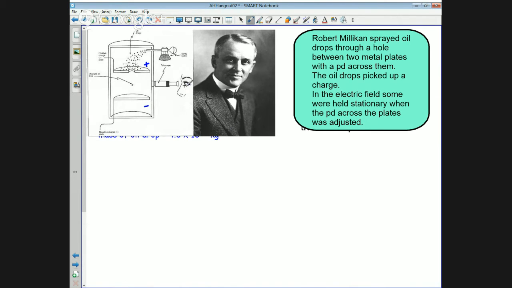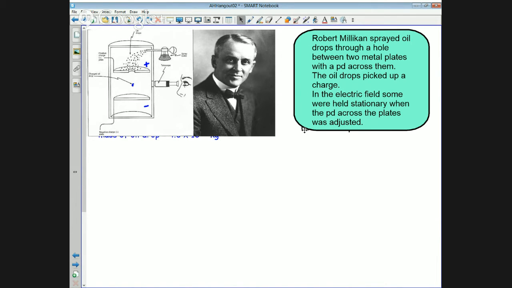And there he is there, without his glasses, looking through a microscope and focusing in on one particular drop of oil. The experiment was a wee bit more complicated than that because he could vary the potential difference between these plates, and he could see which of these oil drops were moving up and down. So what was this experiment all about, and what could they ask you in the Advanced Higher?